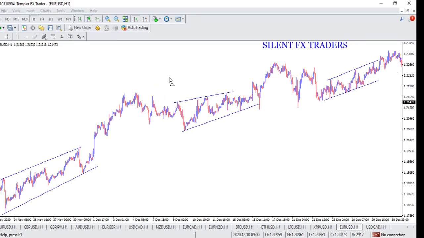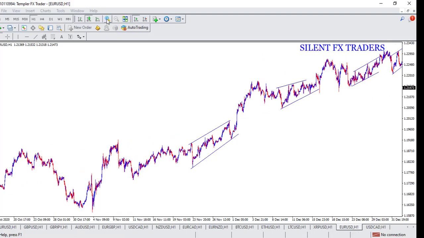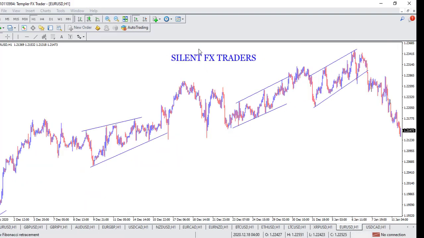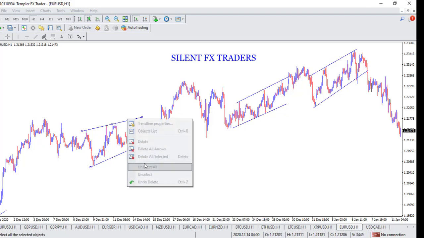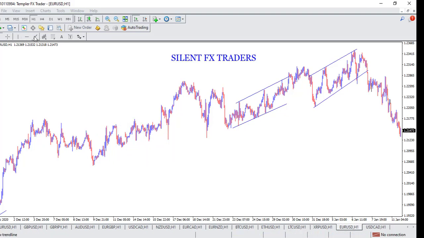I've been drawing some good trend lines here, but I'm going to give you an example. Let me first delete this. Now I'm going to show you how to draw proper trend lines. If you are to draw a proper trend line, I see here we have a little bit of an uptrend.